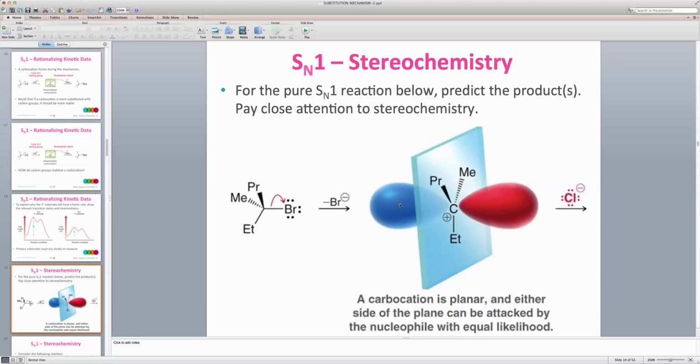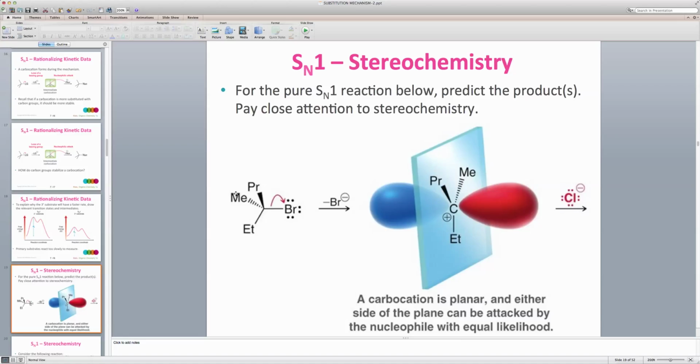Or I can attack from the back side. And if I attack from the back side, it's going to push the propyl, the methyl, and the ethyl to the right, which inverts it from its original configuration. Since I do this to equal amounts, I should get an equal amount of R and an equal amount of S. Notice in this particular example, bromine would be priority 1, propyl 2, ethyl 3, methyl 4.